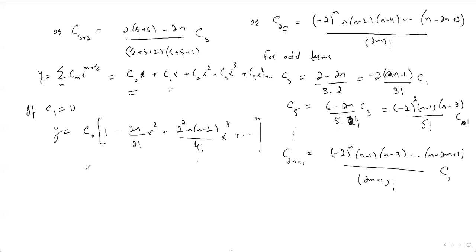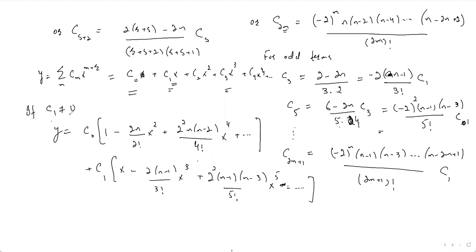Now the C1 terms. The first term is C1 x, then minus the second term C3, that is minus 2 into n minus 1 divided by 3 factorial x cube. After this the x^5 term comes, which is plus: 2 raised to power 2 into n minus 1 into n minus 3 divided by 5 factorial, x raised to power 5, and the next term will be minus, and so on. So this is the solution if C1 is not equal to 0.